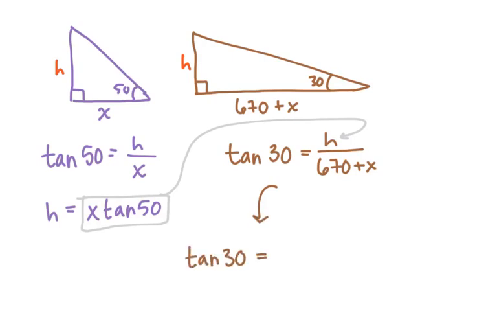I have tangent 30 equals x tangent 50 over 670 plus x. So now, using substitution, I've created one equation with one variable. We need to solve for that missing variable x.